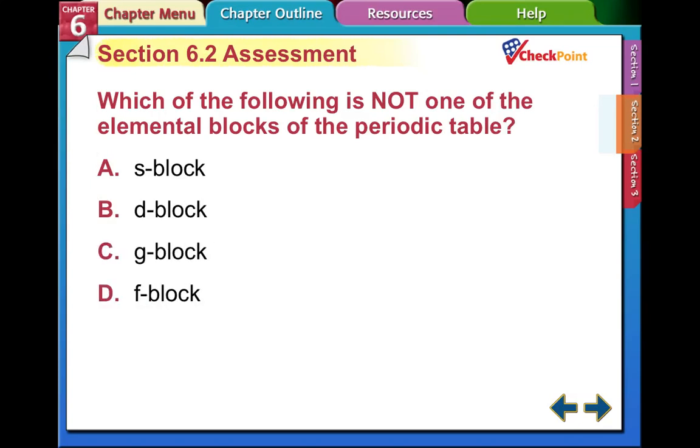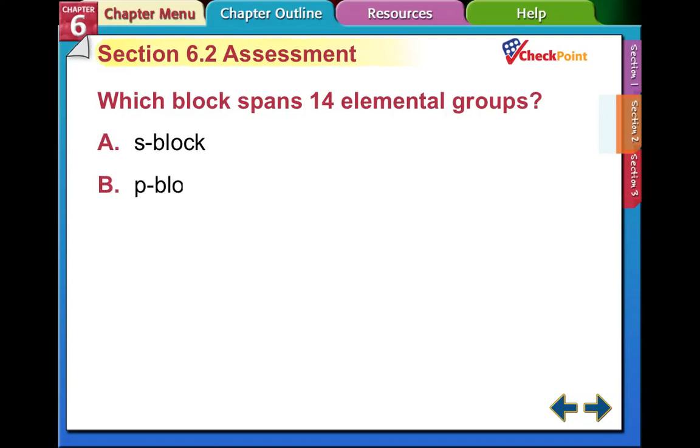Okay, which of the following is not one of the elemental blocks on the periodic table? S, D, G, or F? The answer is G. Okay, which block spans 14 elemental groups? S, P, F, or G? Right, good job.